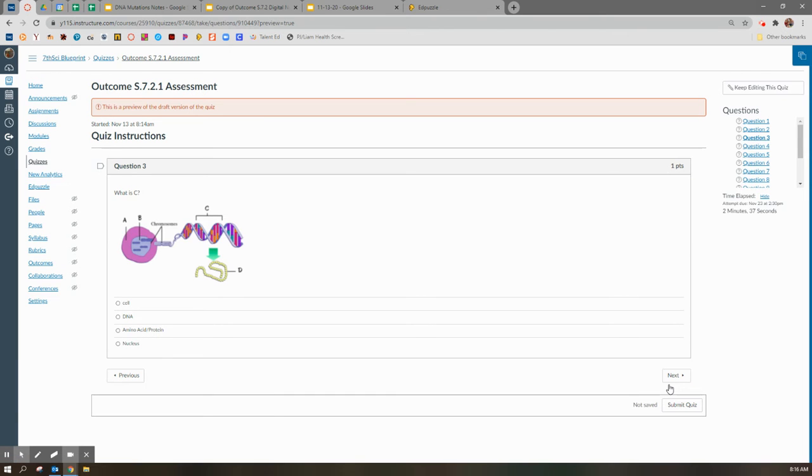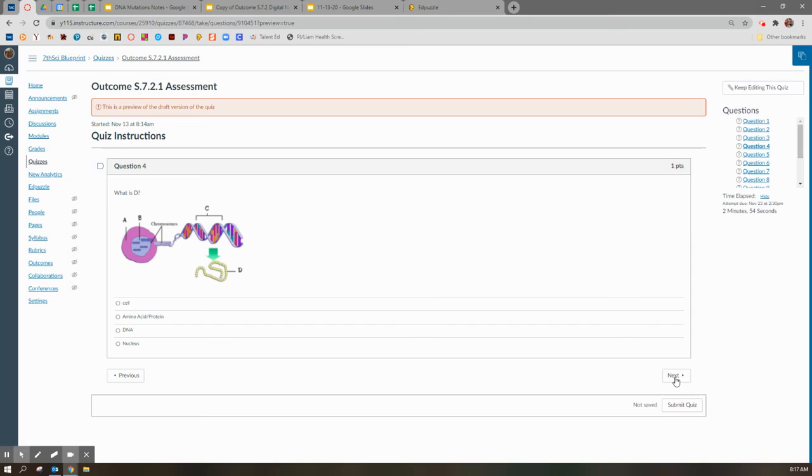Question 3. What is letter C? Is it a cell? Is it DNA? Is it amino acid or protein? Or is it a nucleus? Question 4. What is letter D? Is it a cell? Is it an amino acid or protein? Is it DNA? Or is it a nucleus?